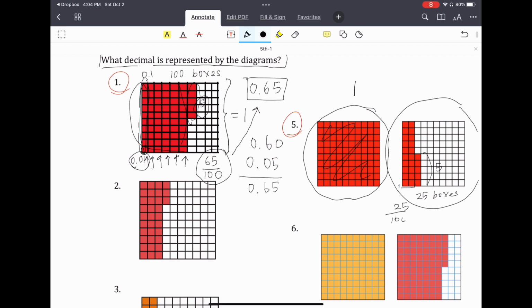So it's 25 out of 100 boxes that are being shaded right now, which is equal to 0.25. If you have 1 over here plus 0.25 over here, if you add them, you should get 1.25. So that's how you represent number 5 in decimal. And that's it for today.